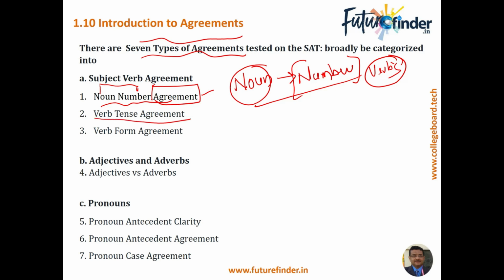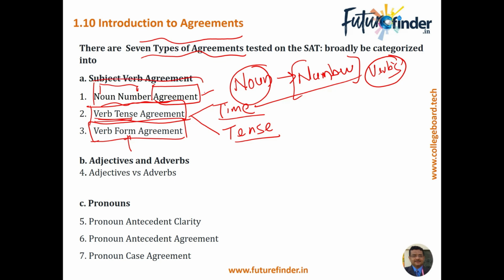Then the verb tense agreement. Of course, we are going to go through the verb tense agreement once we start with verbs. Verbs have basically 2 properties: 1, the time, and 2, the tense. Tenses are nothing but subdivisions of time. Then the verb form agreement, the forms of the verb, in which form the verb is being used is something that we need to understand. These are the things that we are going to do when we do the verb. The noun number agreement is something that we are going to do when we do the noun.